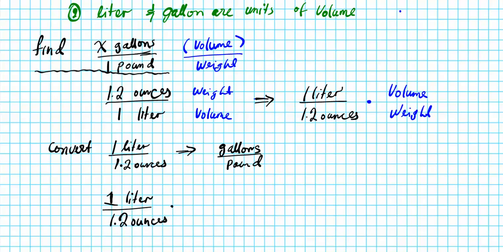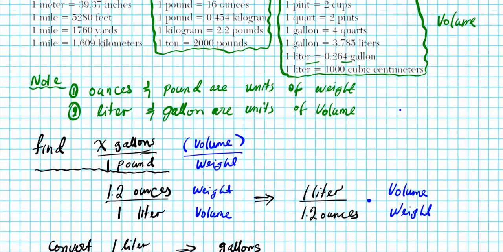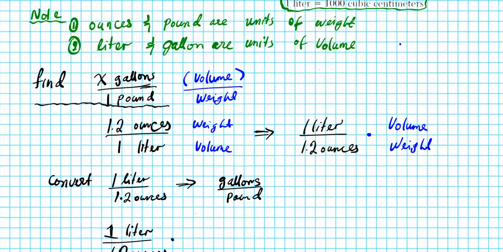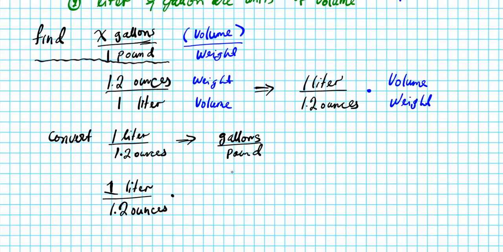I want liter gone. I want it replaced with the measure of volume, namely gallons. So I'm going to go to my reference sheet, and I want to pick the formula that has liter and gallons. That will be my conversion factor. This is the one we're using right here: 1 liter per 0.264 gallons. So how do I set it up? I want liter gone and I want gallon left. So I'm going to put liter on the bottom here and gallons on top. Why? Check this out. The liters cancel out, and then you're left with gallons.